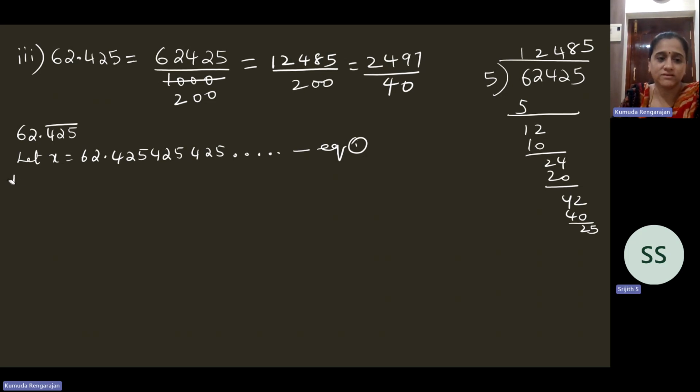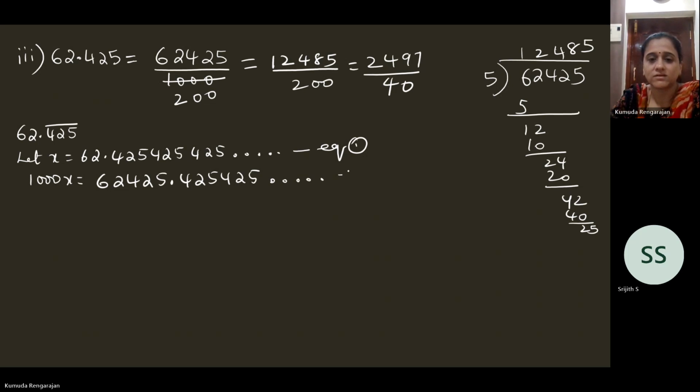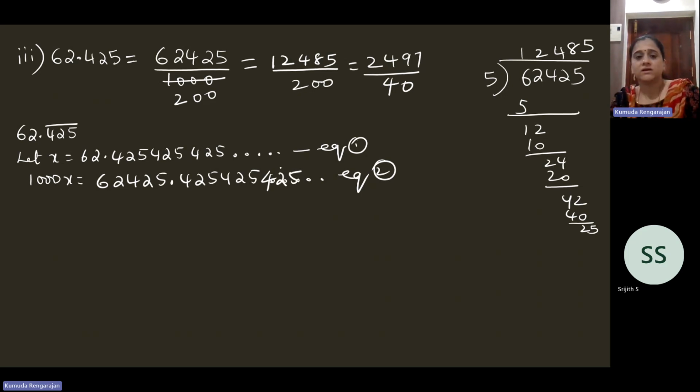That's the right way of saying. So 1000x is equal to 62,425.425. You can write it. No, that's what I'm saying. It's not that there are 3 sets. There are infinitely many sets. You can write how much you want. You should write the same number of times in the second equation so that you have digits exactly one below the other.